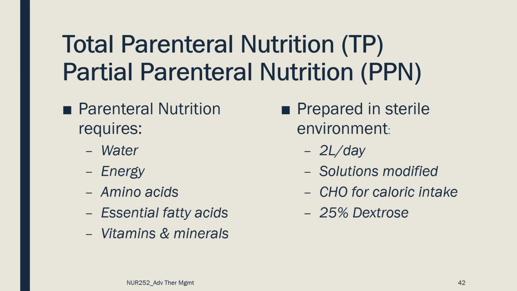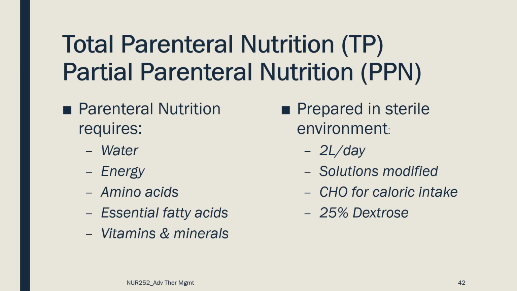Basic TPN solutions are prepared using sterile techniques, usually in liter batches according to standard formulas. So normally 2 liters per day of the standard solution is needed. Solutions may be modified based on laboratory results, underlying disorders, hypermetabolism, or other factors.